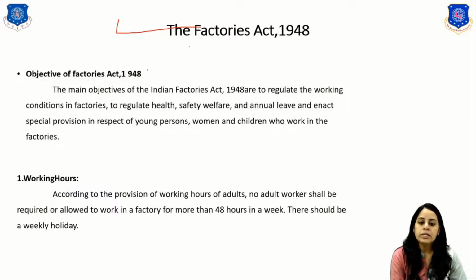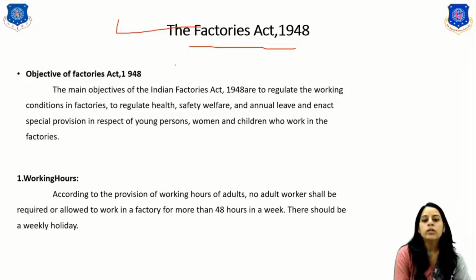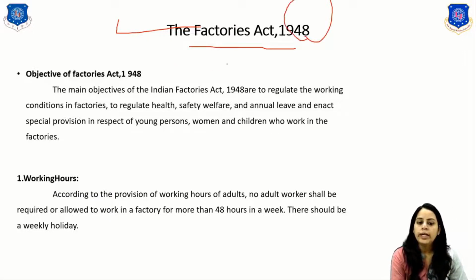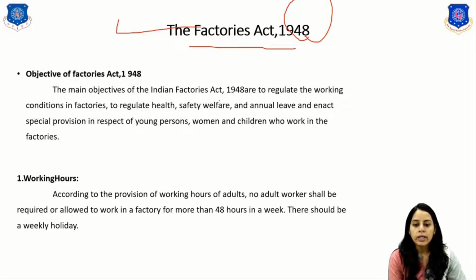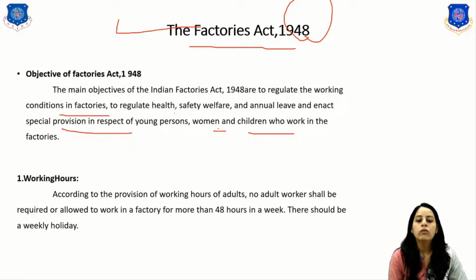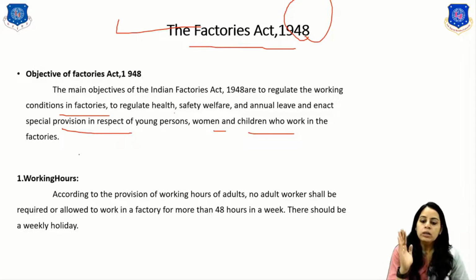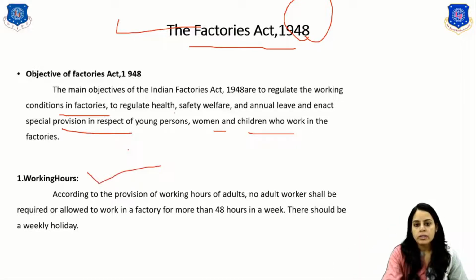Okay, now this is important for the exam, the Factories Act 1948. The objectives of this Factories Act, the Indian Factories Act 1948, are to regulate the working condition in the factory, to regulate the health, safety, welfare, and annual leave, and to enact special provisions in respect of young persons, women, and children who work in the factories. The first one is working hours. First we will discuss the working hours.